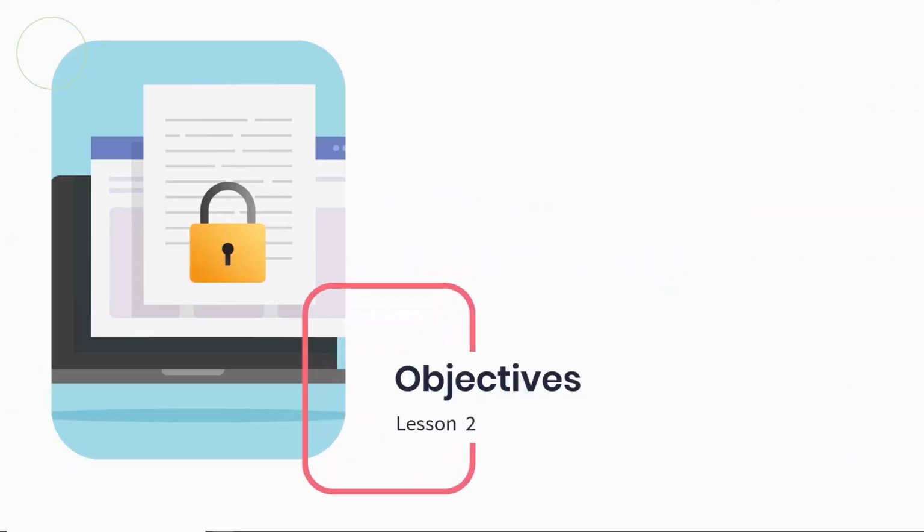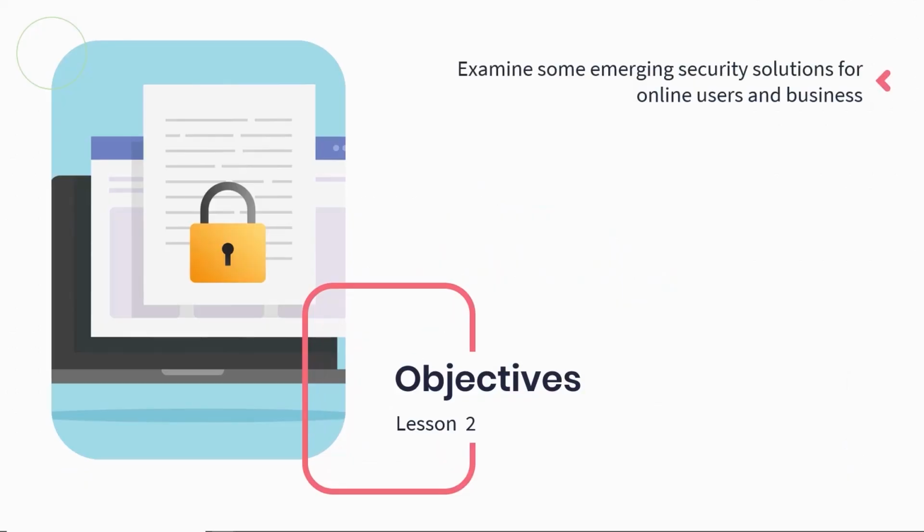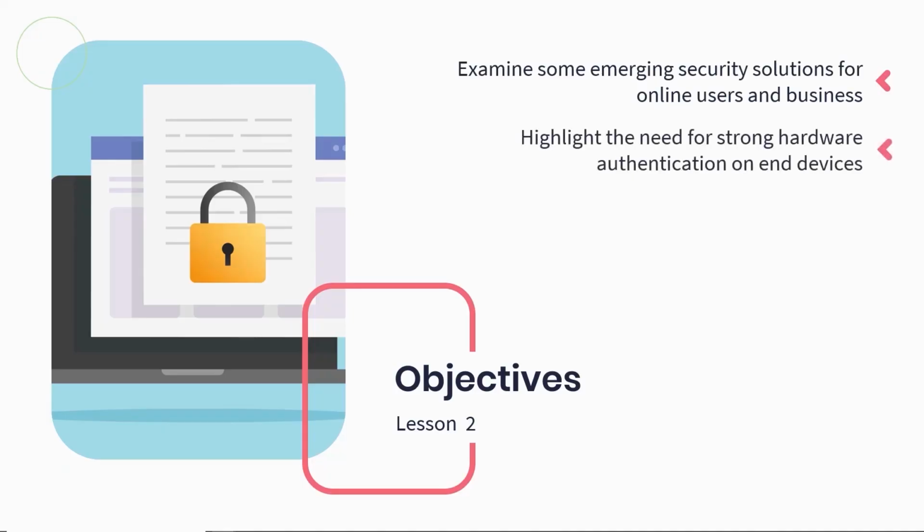The objectives for today's lesson will be to examine some emerging security solutions for online users and business, highlight the need for strong hardware authentication on end devices, explore the concept of passwords, policy, and biometrics, and explore the concept of virtual private networks. And lastly, we've got a great demo on installing a VPN on a Linux machine and examining the traffic on a VPN on Wireshark.